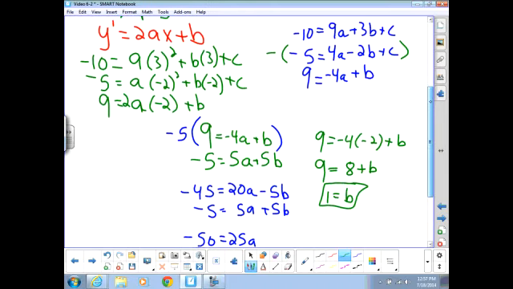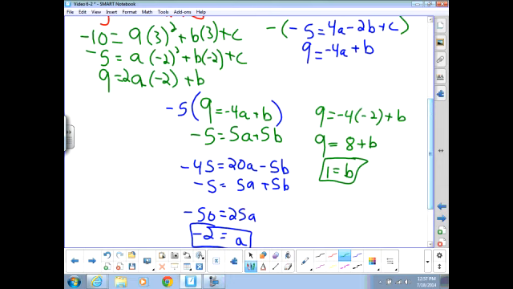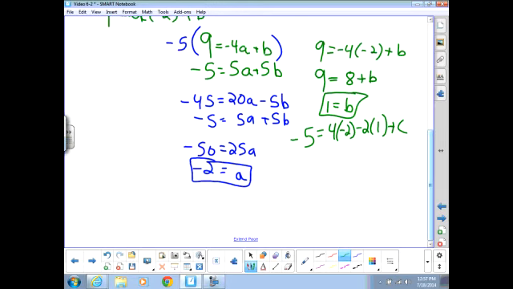And we've got to go back to the ones that have c in it. Maybe we'll do that bottom one. Negative 5 equals 4a minus 2b plus c. And it doesn't matter which one you plug it into. So we'll have 4 times negative 2 minus 2 times 1 plus c. That'll be negative 5 equals negative 8 minus 2 plus c. That'll be negative 5 equals negative 10 plus c. Add your 10 over, and you'll get 5 is equal to c.